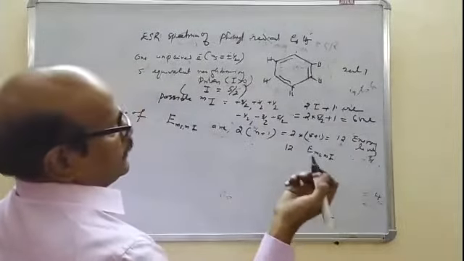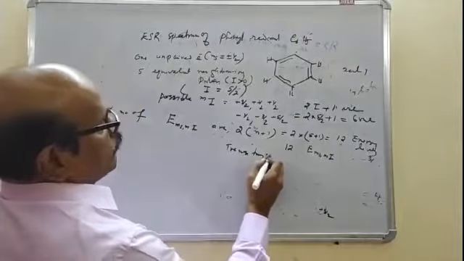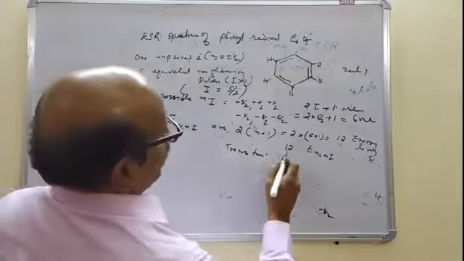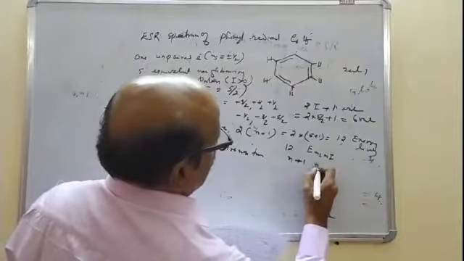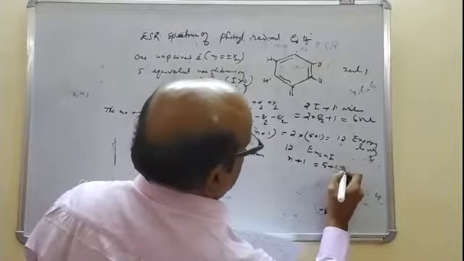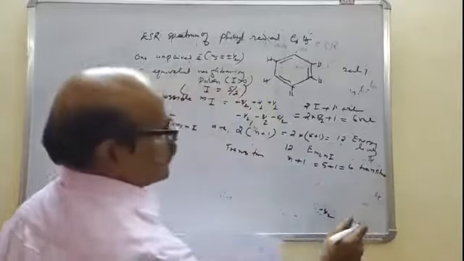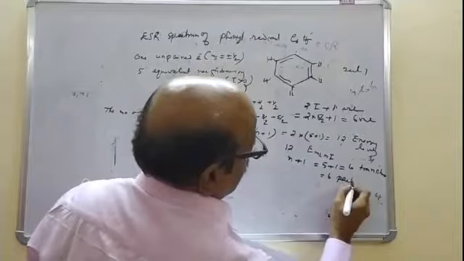Then the possible transitions, with the selection rule, are n plus 1, that is 5 plus 1, equal to 6 transitions. According to the selection rule there are 6 peaks or 6 lines.